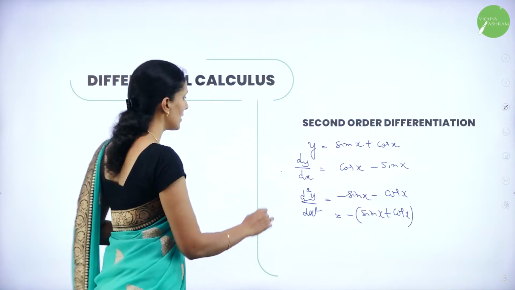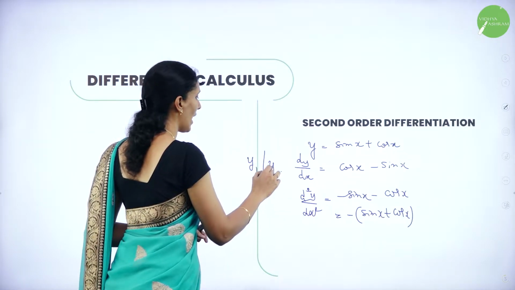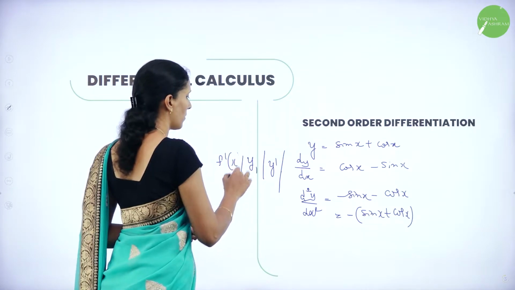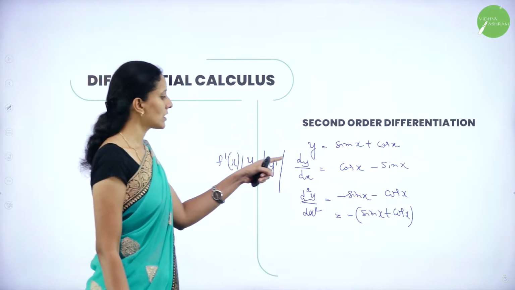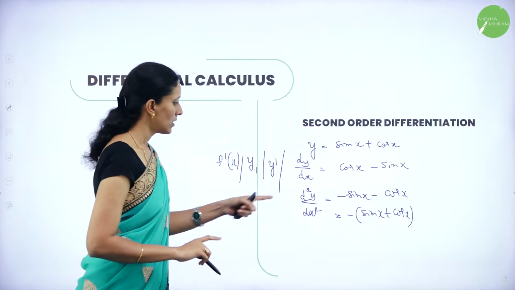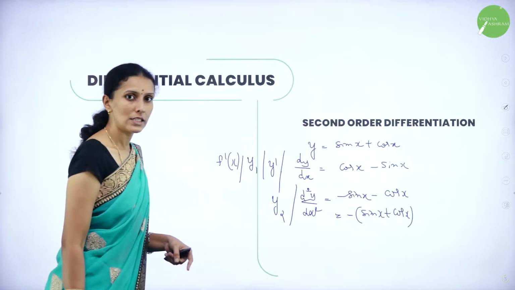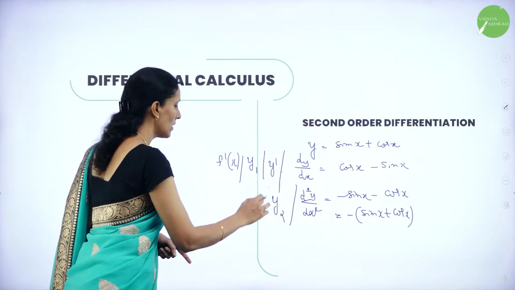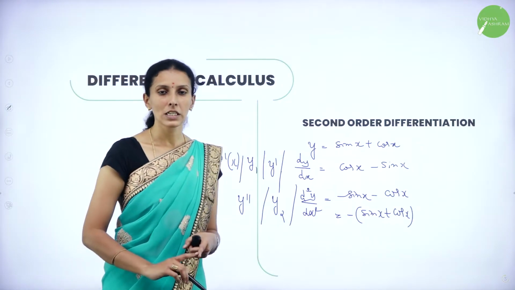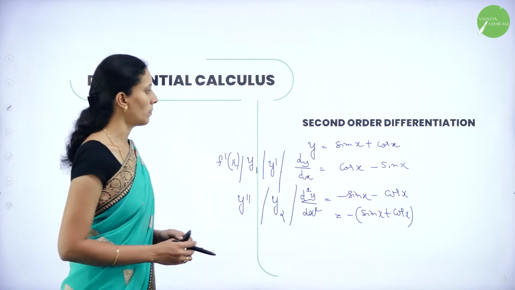As I said, this can also be represented as y1 or y dash or f dash of x. If it is differentiated one time, it can be represented as y dash or y1. If it is differentiated 2 times, then it can be written as y2. This represents the second order derivative. Sometimes they may denote it as y double dash, that means it is derived 2 times. So let's work out some problems now.